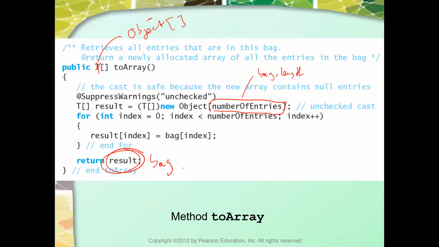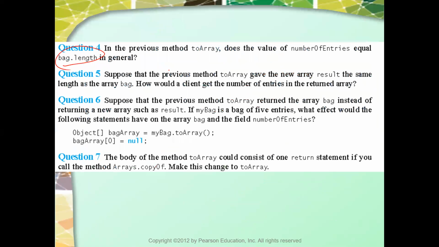So it's safer to give a copy of your data to the user that's requesting it, right? This method is giving outside access to all the contents of the bag, right? So if you don't give them a copy, then they could have access to the guts of your bag, and that would be kind of dangerous.